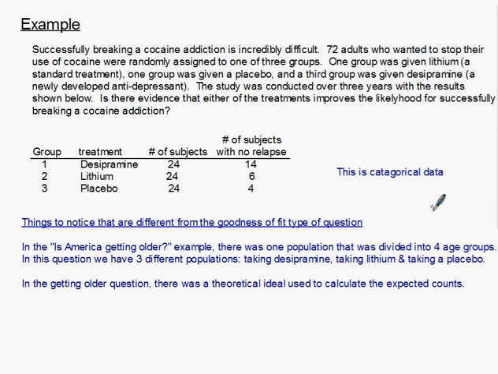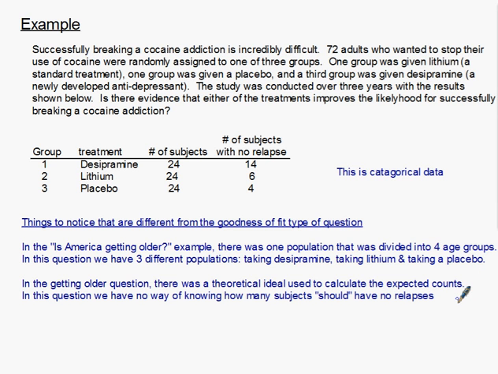Now, in the Getting Older question, there was a theoretical ideal used to calculate the expected counts. Of course, how you calculate the expected counts is very important. And we had some theoretical model to use. Don't really have that in this example. There's no way of knowing how many subjects should have no relapses. I mean, that's an unknown. We have no model for that. So we can't do a goodness of fit test in the same way.